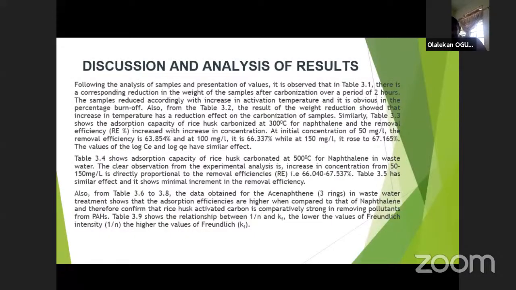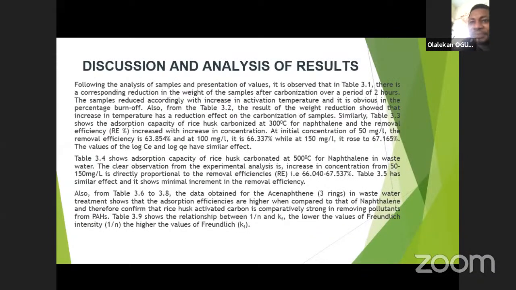The higher the effectiveness of the activated carbon, which is our solvent. Then from table 3.2, the result of the weight reduction also shows that an increase in temperature has a reduction effect on the carbonization of samples. Then we can as well see that table 3.3 talks about the absorption capacity of the rice husk carbonized at 300 degrees Celsius for naphthalene, and the removal efficiency increases with increase in concentration.